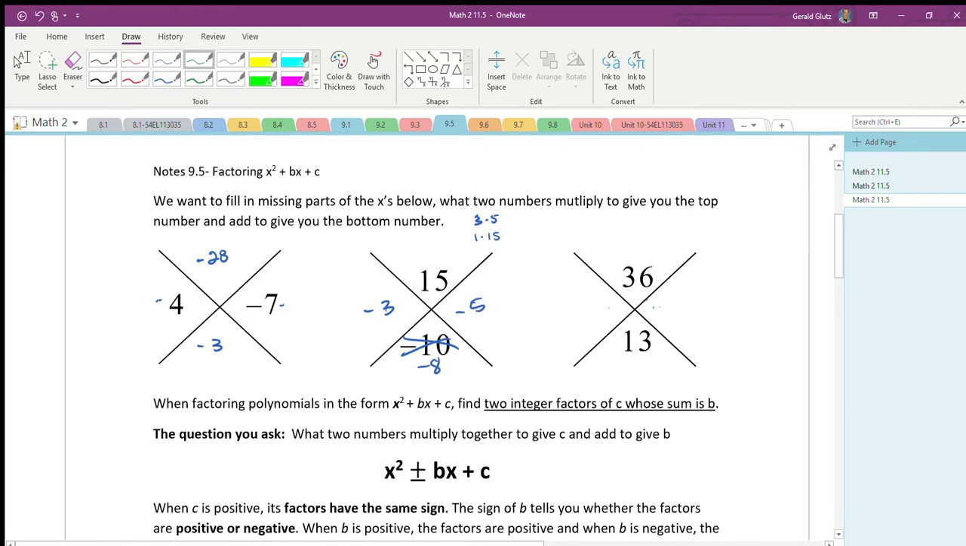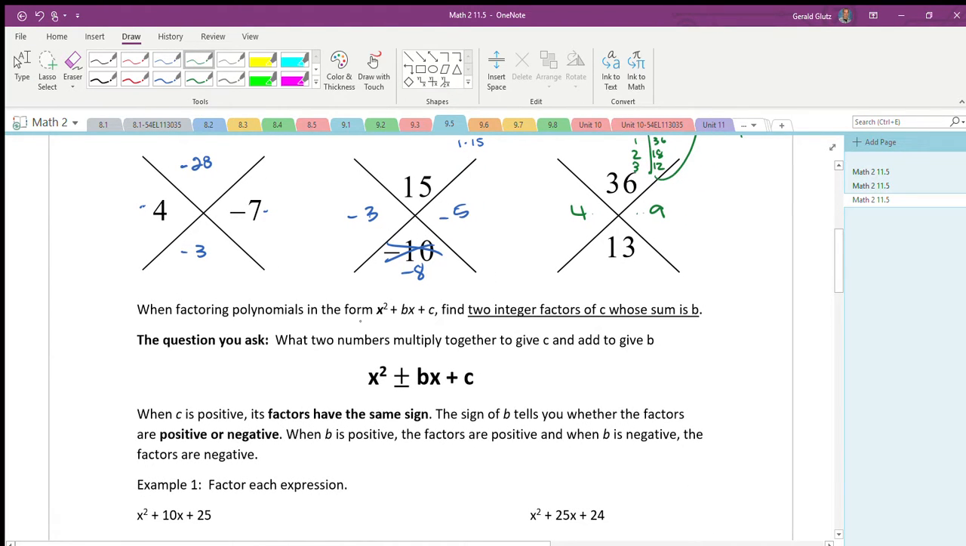Now again, I need to figure out two numbers that multiply to equal 36 and add up to equal 13. So again, sometimes it's helpful to write down the factors of 36. So I know that 1 times 36 is 36, 2 times 18, 3 times 12, 4 times 9, and 6 times 6. So out of these choices, which pair of numbers could add up to equal 13? Well, that would be 4 and 9. So these two numbers have to be 4 and 9.